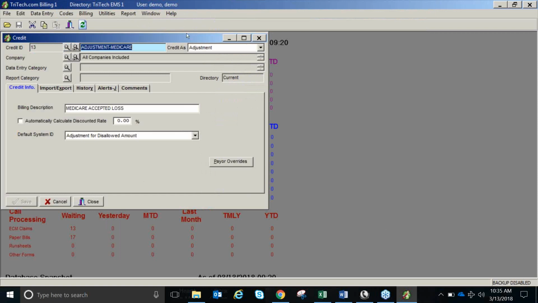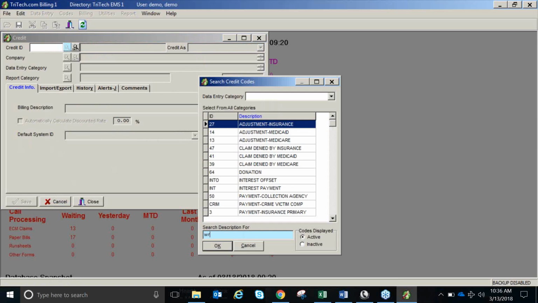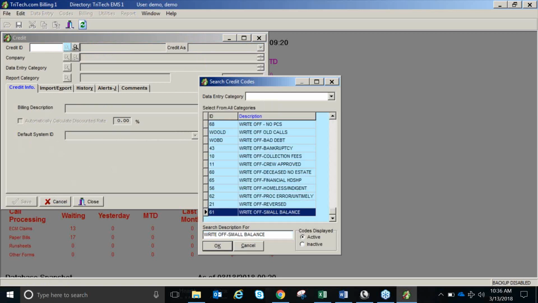And in this case, we notice that our credit as, which is a hard-coded field, is set as adjustment, which then allows us to choose from our default system ID the adjustment for a disallowed amount, which is indeed what this is. We're contractually obligated through the payer, in this case Medicare, to subtract or adjust off for that disallowed amount. That being different than a write-off.